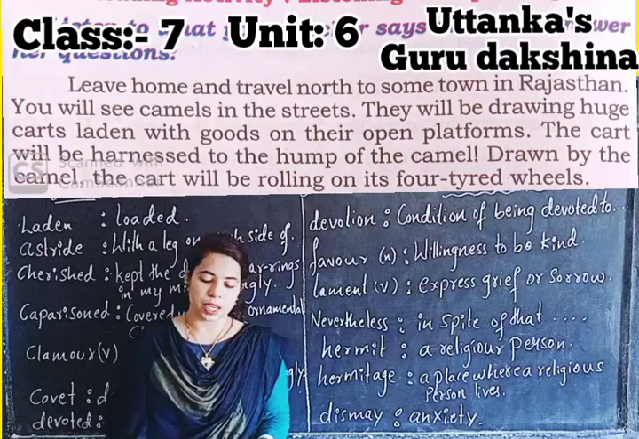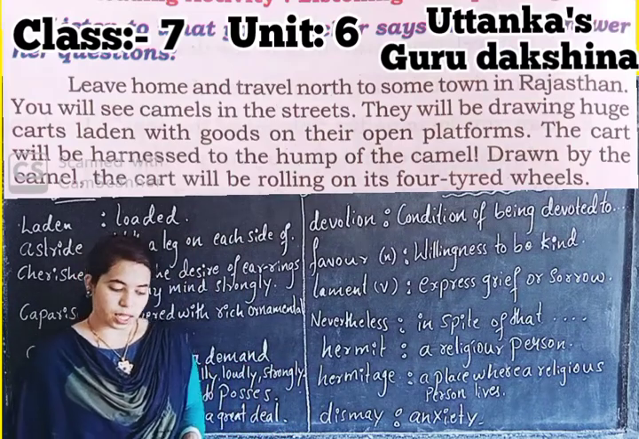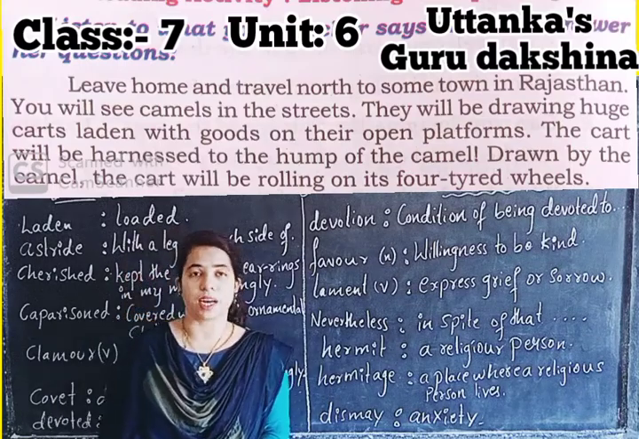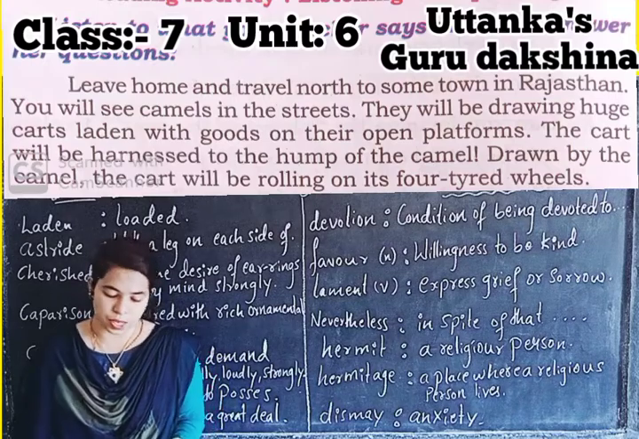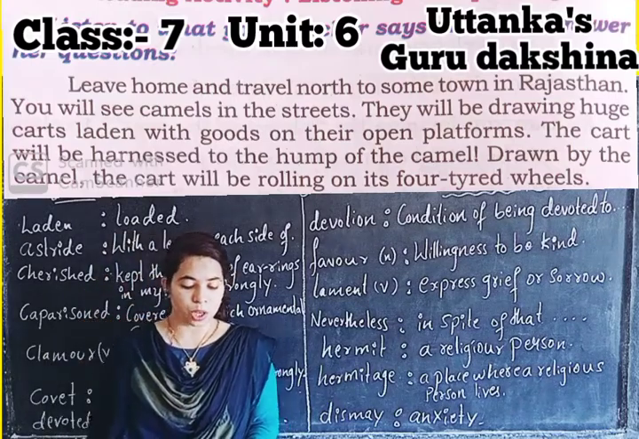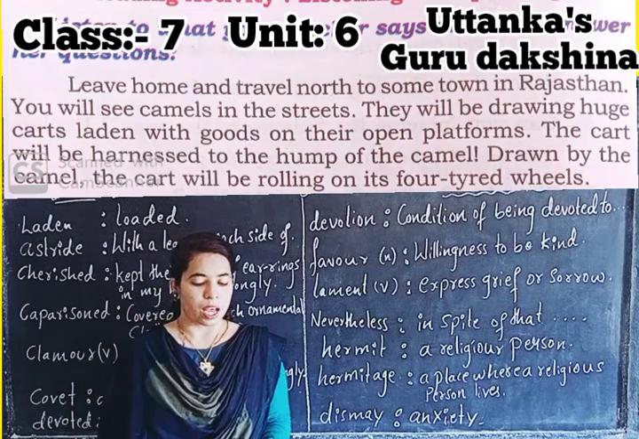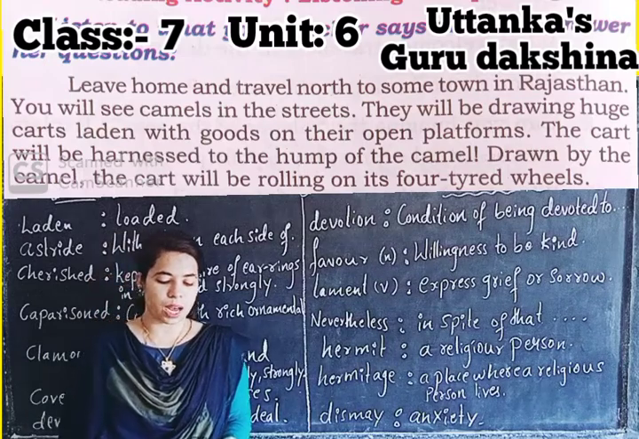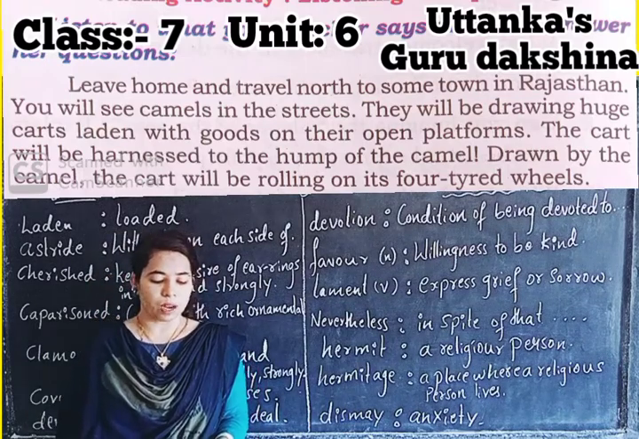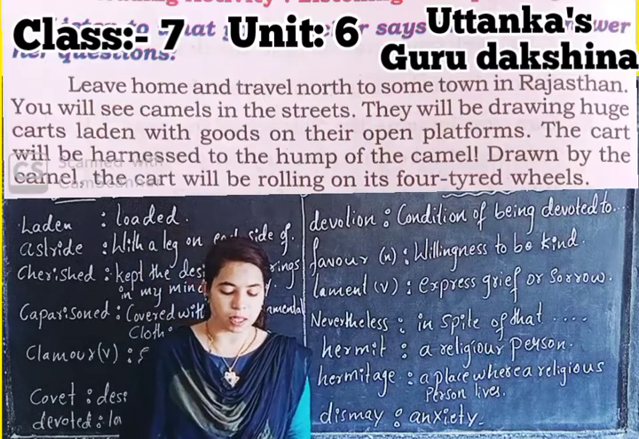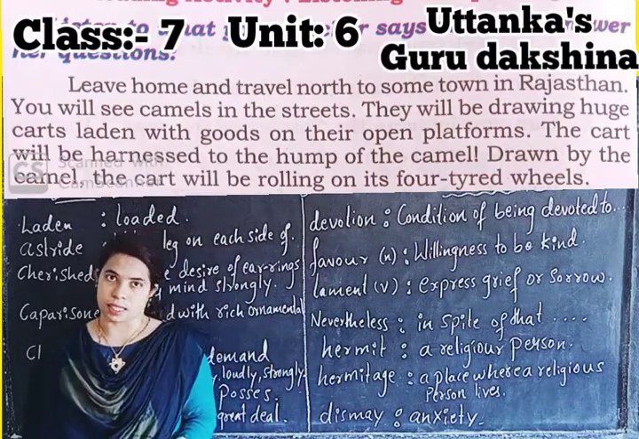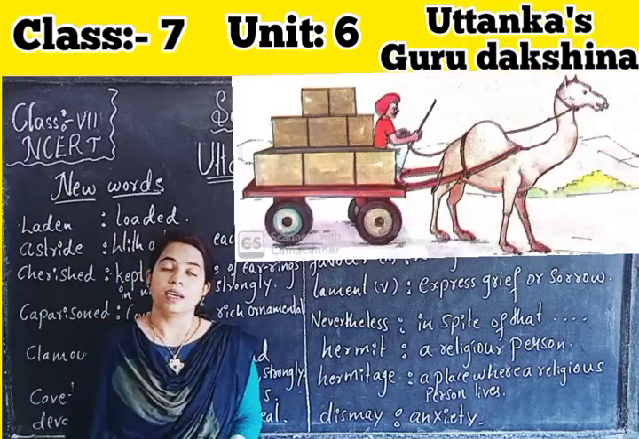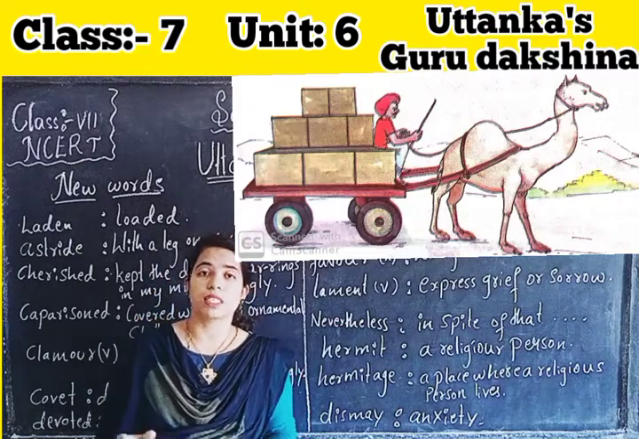Listen to what your teacher says and then answer her questions. See here. Leave home and travel north to some town in Rajasthan. You will see camels in the streets. They will be drawing huge carts laden with goods on their open platforms. The cart will be harnessed to the hump of the camel. Drawn by the camel, the cart will be rolling on its 4-tire wheels. Yes, you can see on the screen a camel is pulling a cart which is loaded with some goods.